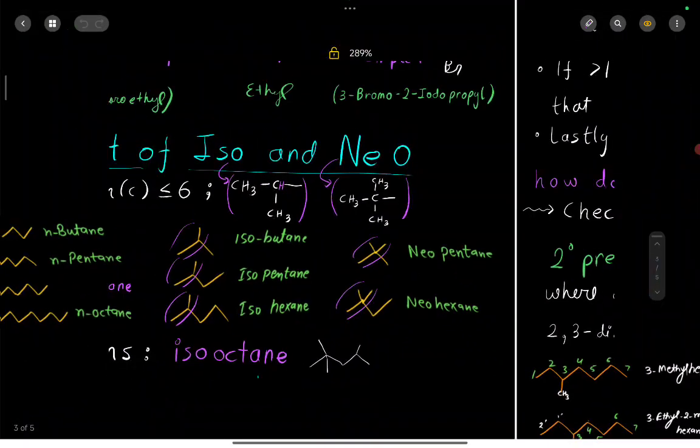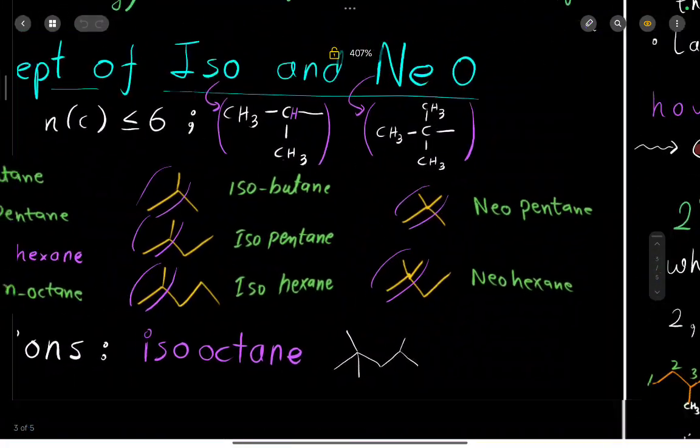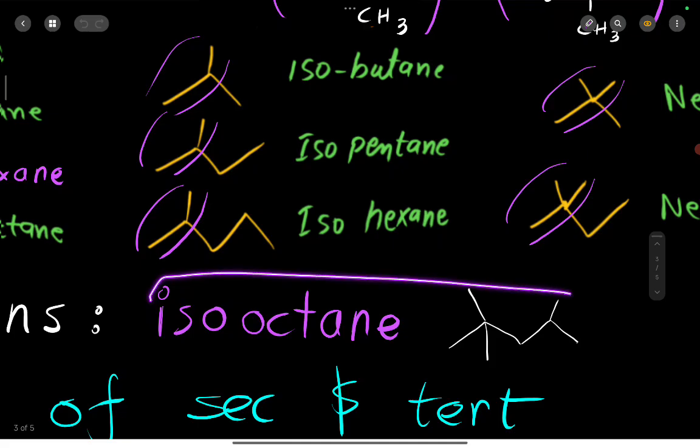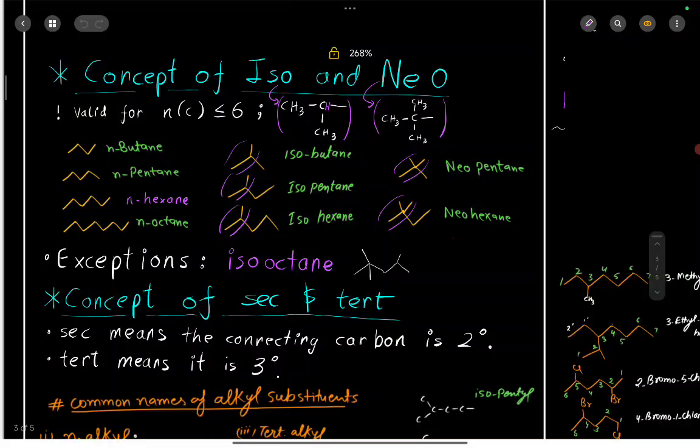And there is an exception to this entire thing. Isooctane has the iso group, but at the second last terminal carbon, a neo group is also there. So how to remember this? At one position there is a neo thing, and at the other end position there is an iso thing. So this is the structure of isooctane. Remember it. They have asked this before and they will again.